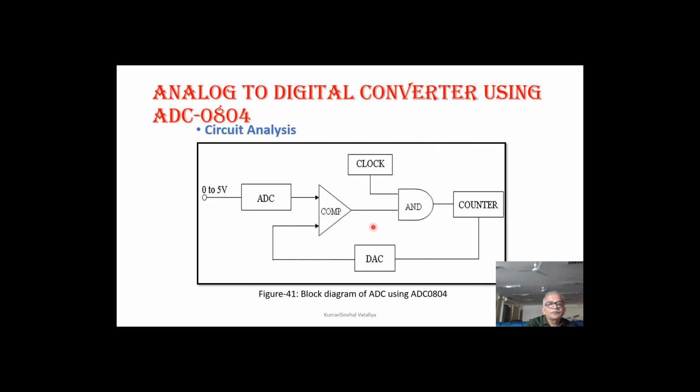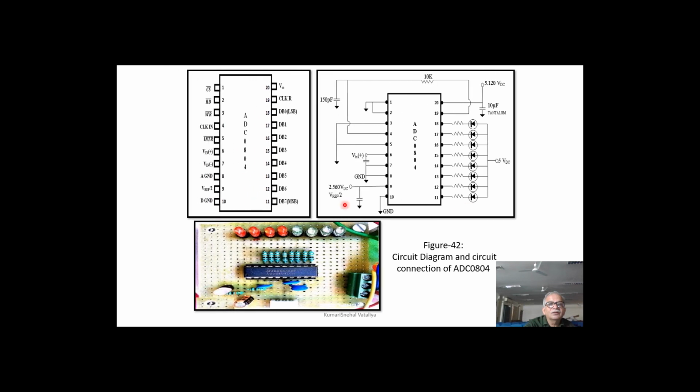A comparator, an ADC 0 to 5 volts, clock and circuit, a counter, and DAC. So this is the block of 0804. This is the IC with so many pins. The resistances are there, there are outputs indicated here, and the clock pulses are generated and applied. So clock has to be applied, and accordingly an 8-bit digital output is available.